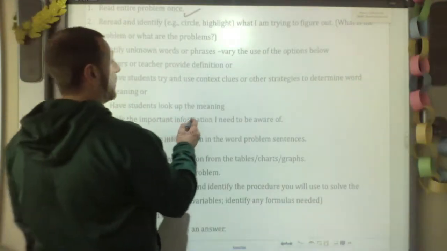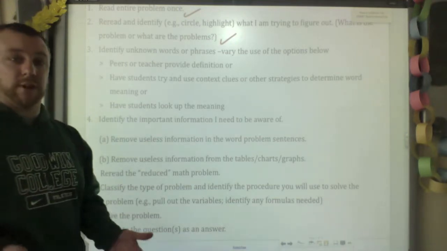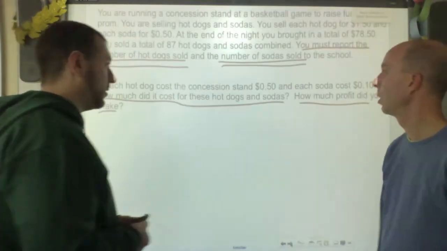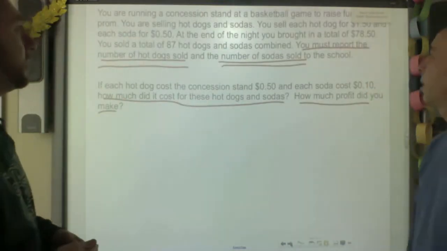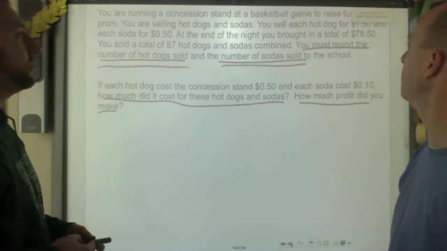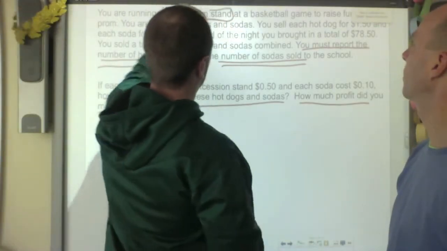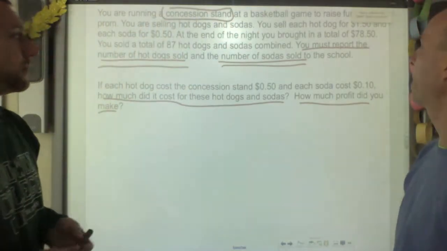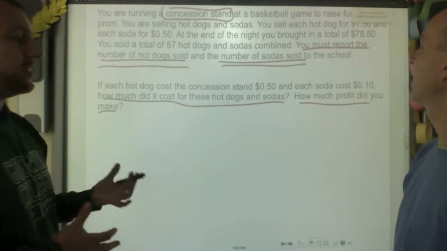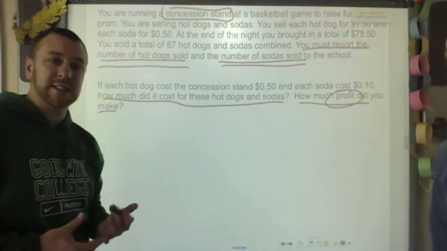So we've identified that. Now, identify any unknown words or phrases. What do we know? If we look at this problem, there's not a lot in here that are difficult words. Maybe a concession stand. And maybe you don't know what profit means. That's okay.